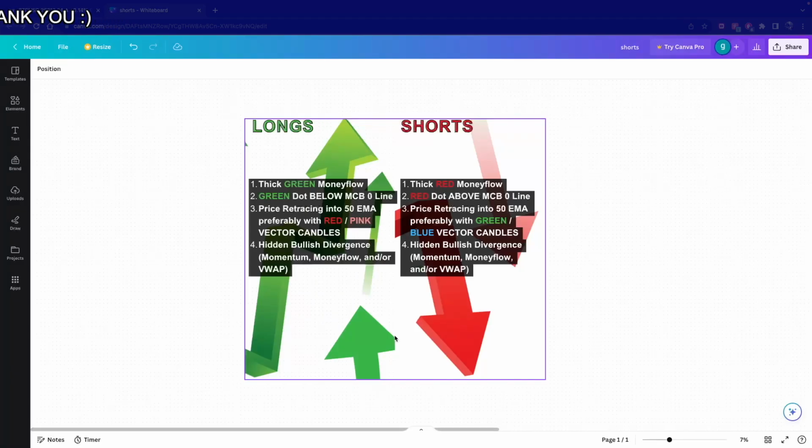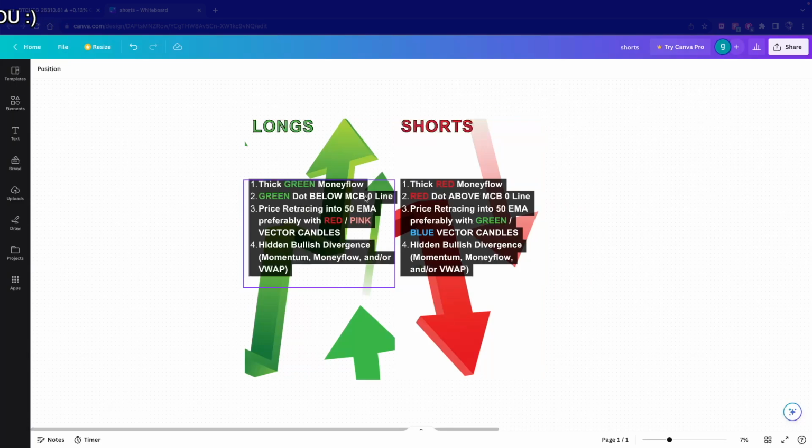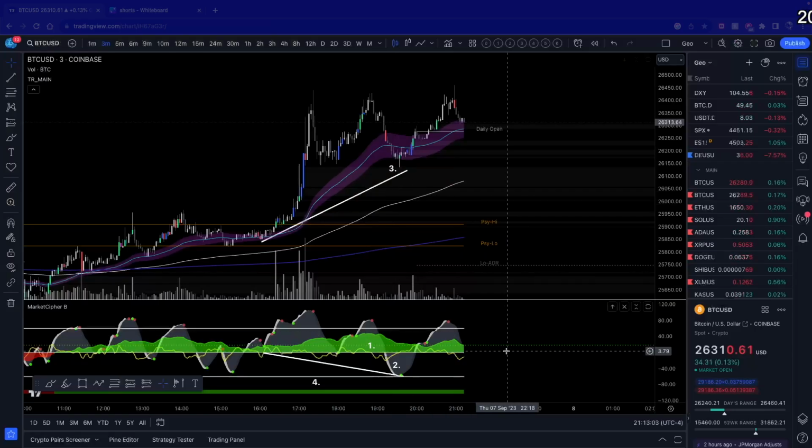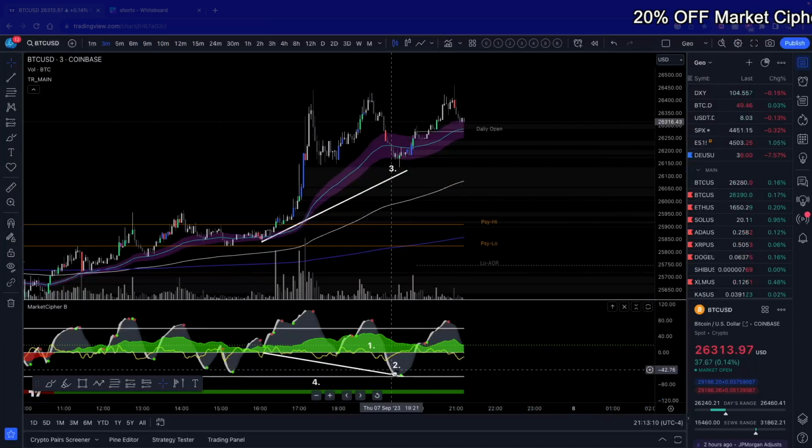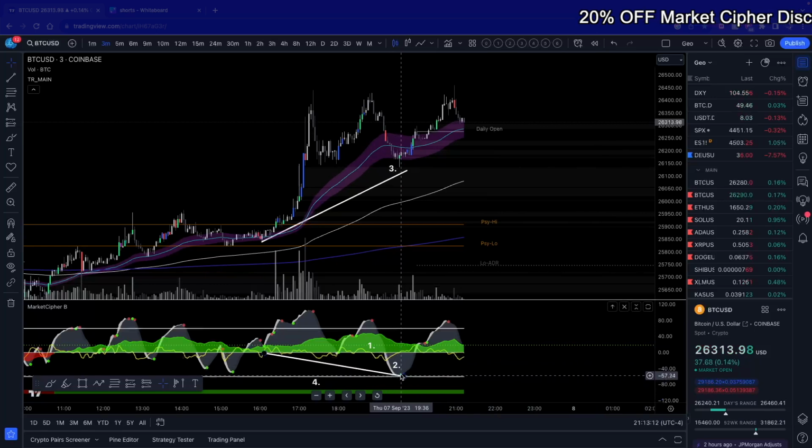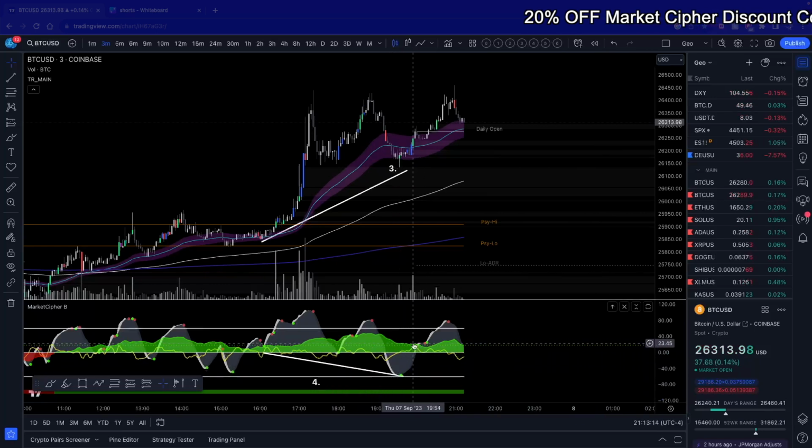All right. Number 2 is your green dot must be below your Market Cipher B 0 line. So this is the 0 line. You can see the numbers here from -100 to 100, and this is the 0 line. Whenever the green dot is below the 0 line, it can be considered a cheat sheet entry.